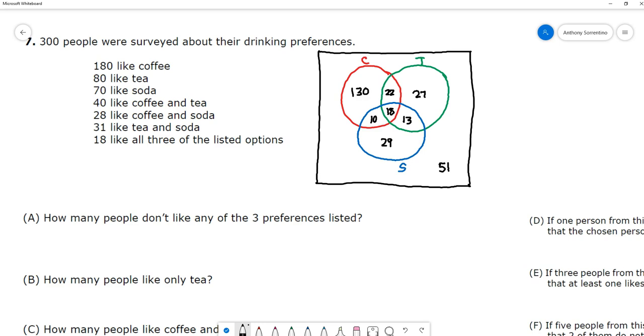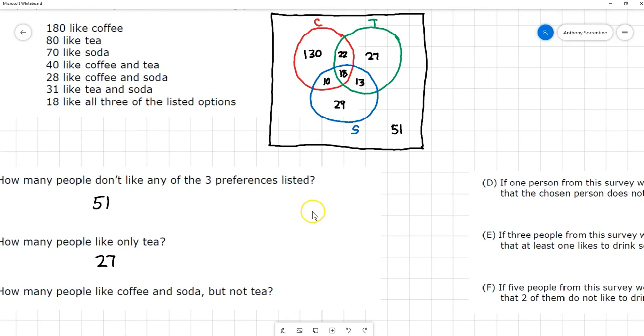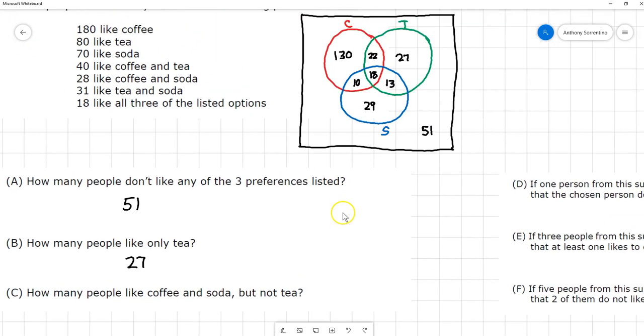So, how many people don't like any of the three preferences listed? Well, that was easy because we came up with that from filling in, making sure we had everything accounted for in this. That's 51. How many people like only tea? When I look at only tea, that's the 27 that don't fall into the red circle or blue circle either. So there's 27 that only like tea. And so once you have the Venn diagram, it makes answering some of these much, much easier.